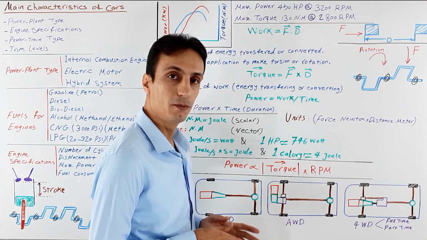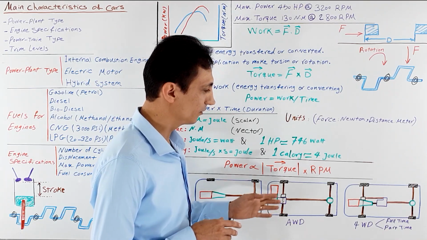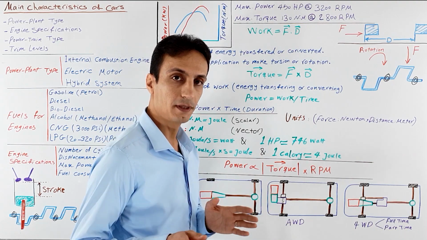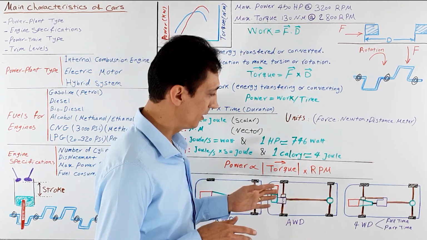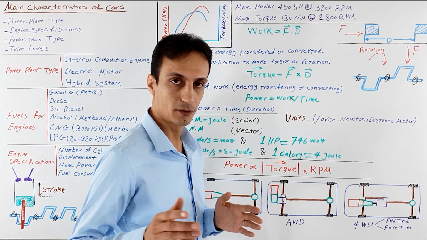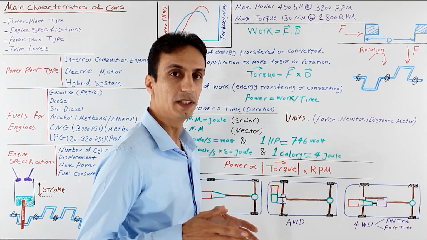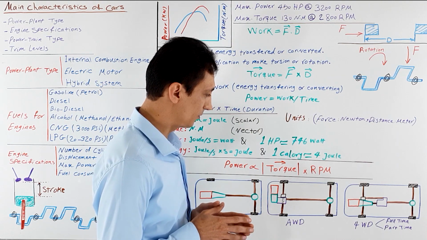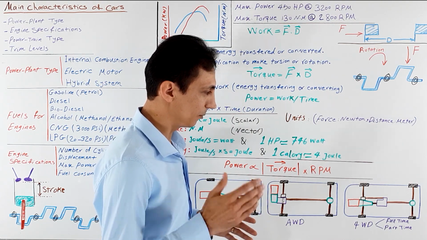Okay, up to now we have introduced traditional all-wheel drive and full-time four-wheel drive systems, and let me make it clear for you again that the only difference between these two designs is that in a full-time four-wheel drive system we have a transfer case that makes it possible for us to go into low speed driving, but in a traditional all-wheel drive system we do not have any option for low speed driving mode.